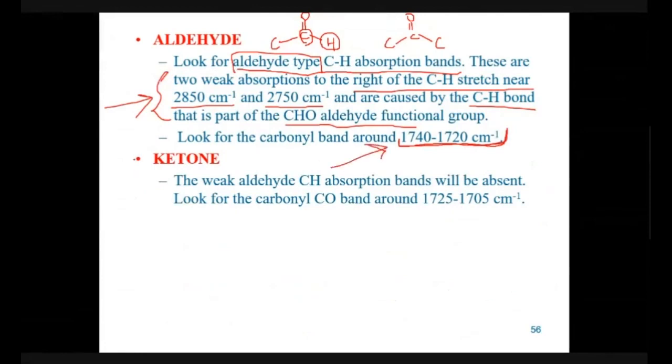Now if aldehyde is not present, it may be a ketone. So the weak aldehyde CH absorption band will be absent, because you don't have that carbonyl carbon and hydrogen bond. So look at the carbonyl band only, and for ketone it will appear at 1725 to 1705 centimeter inverse. I hope this carbonyl logic is clear to you.